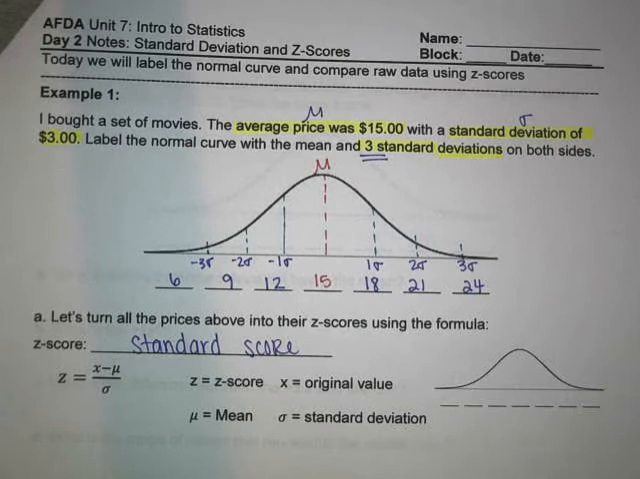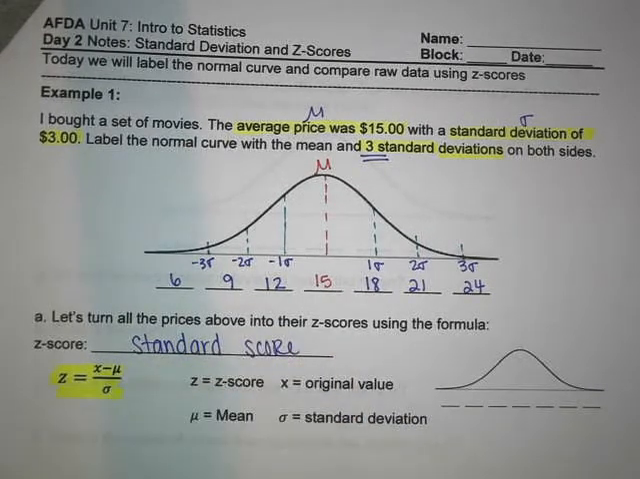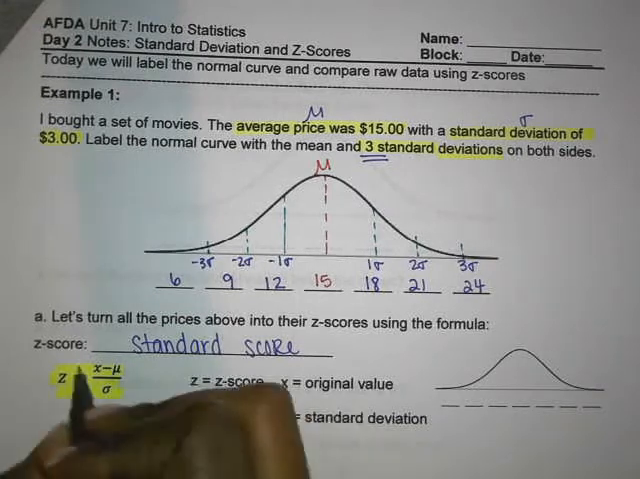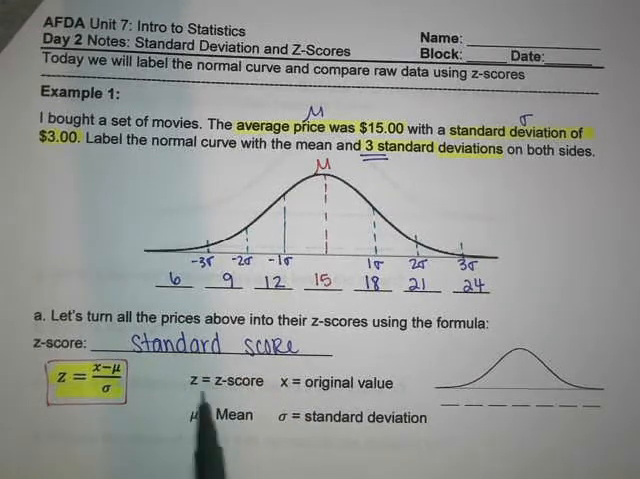All right, so this formula here is something that you need to know because we're going to use it a lot. You'll eventually memorize it. You also need to know what these variables mean. Z is your z-score, x is your original value, mu is your mean, and this little tilde thing is your standard deviation.